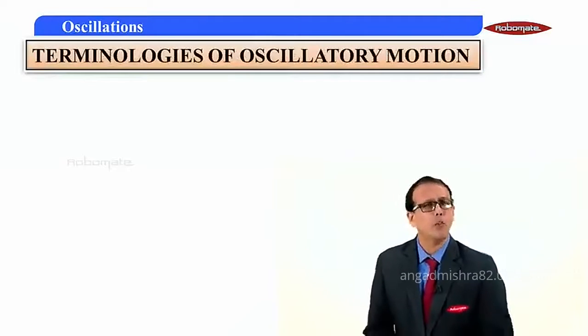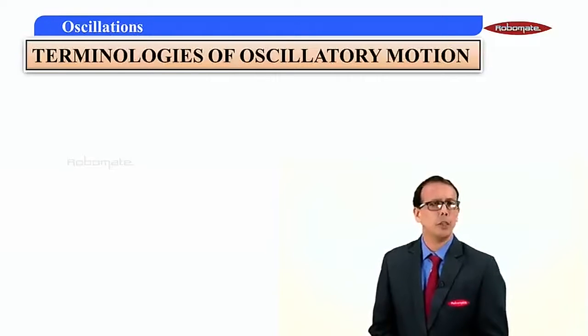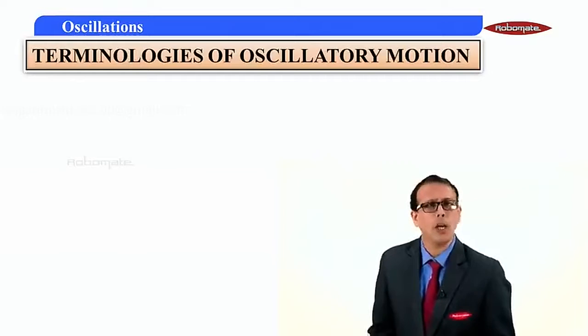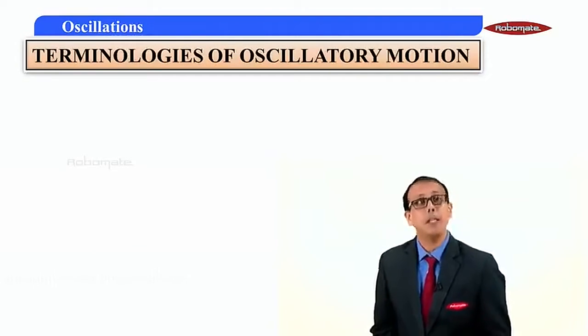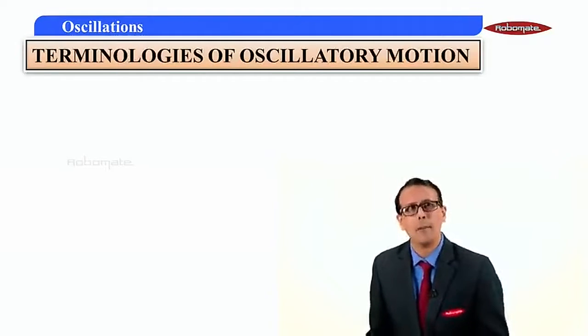Students, in the last module, we have already learned 5 terms related to oscillatory motion. First one was mean position. Next, we learned what are extreme positions. We learned displacement, amplitude, and path length. So 5 terms we had already completed.